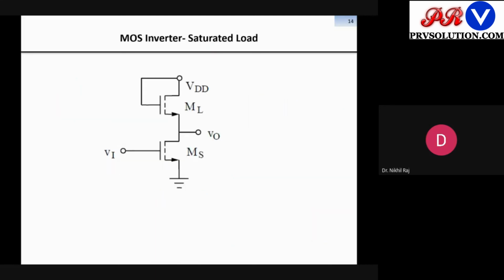Now the second type of load can be this MOSFET load, and this MOSFET load is called a saturated load.